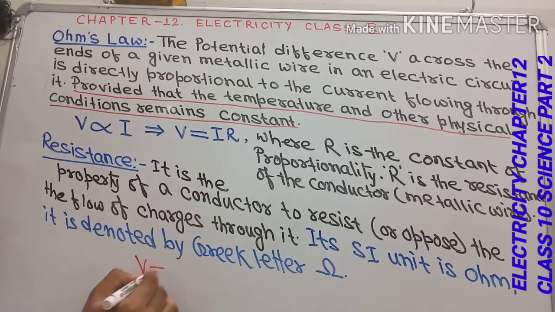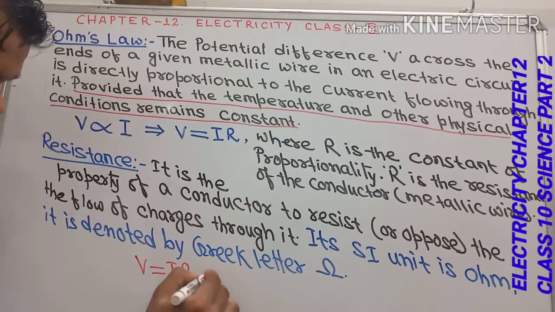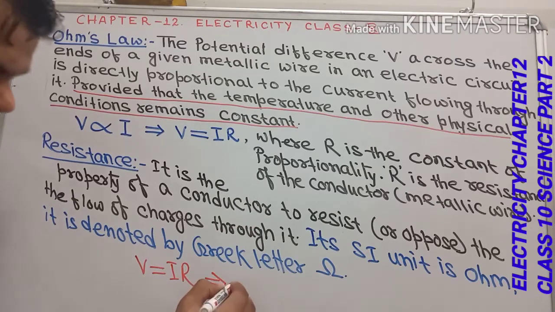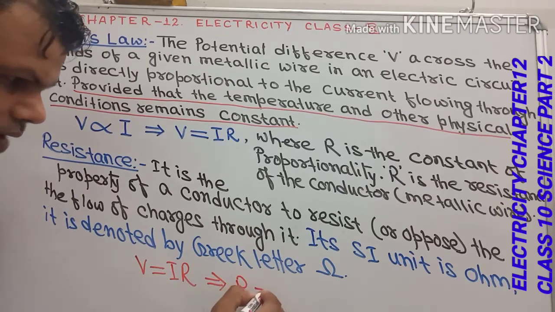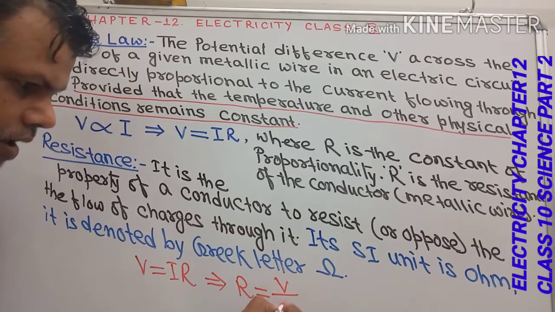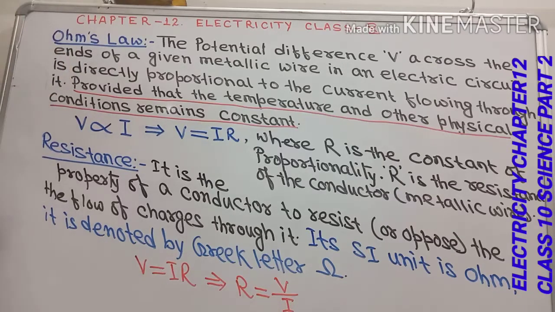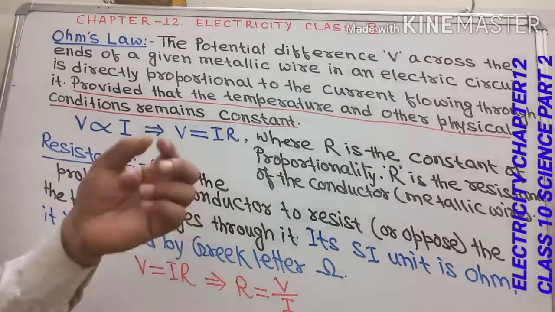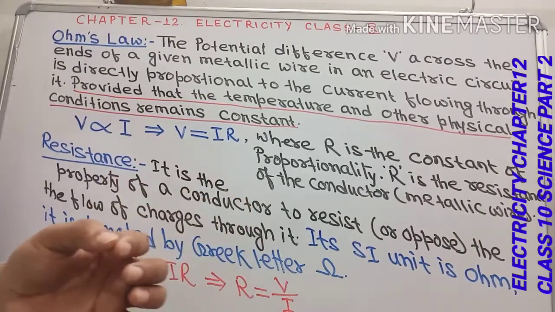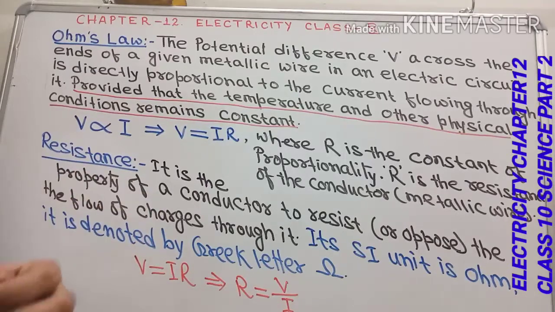Now, according to Ohm's law, we know that V was equal to IR. So if we want to find R, we can very easily find it out. R will be equal to V upon I. This ratio of potential difference to current will give us the resistance which the conductor is offering to oppose the current in the metallic wire or the conductor.